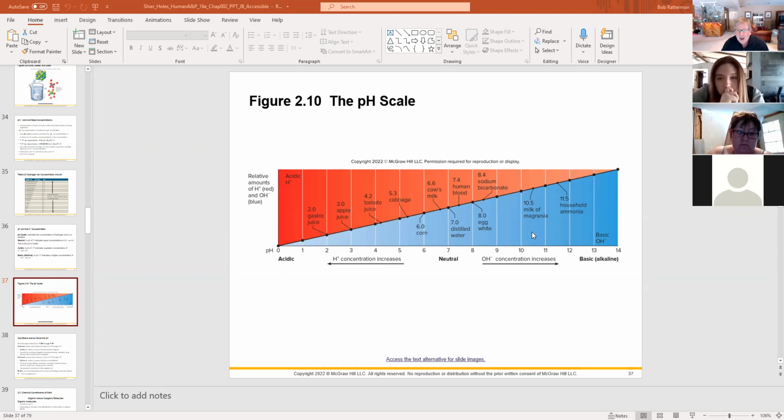So I'll free up this chapter 2 PowerPoint from the previous textbook, and I'll put it next to chapter 2 from Saladin, and you can look at it if you want, or check out this figure.